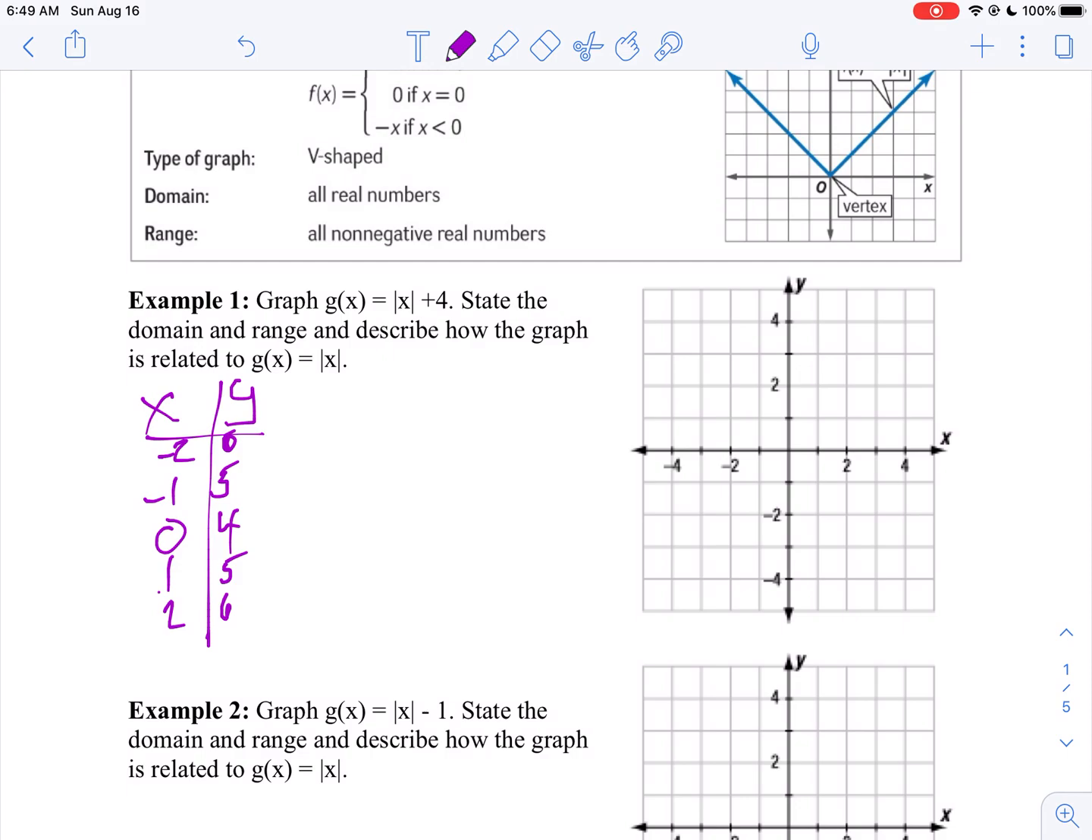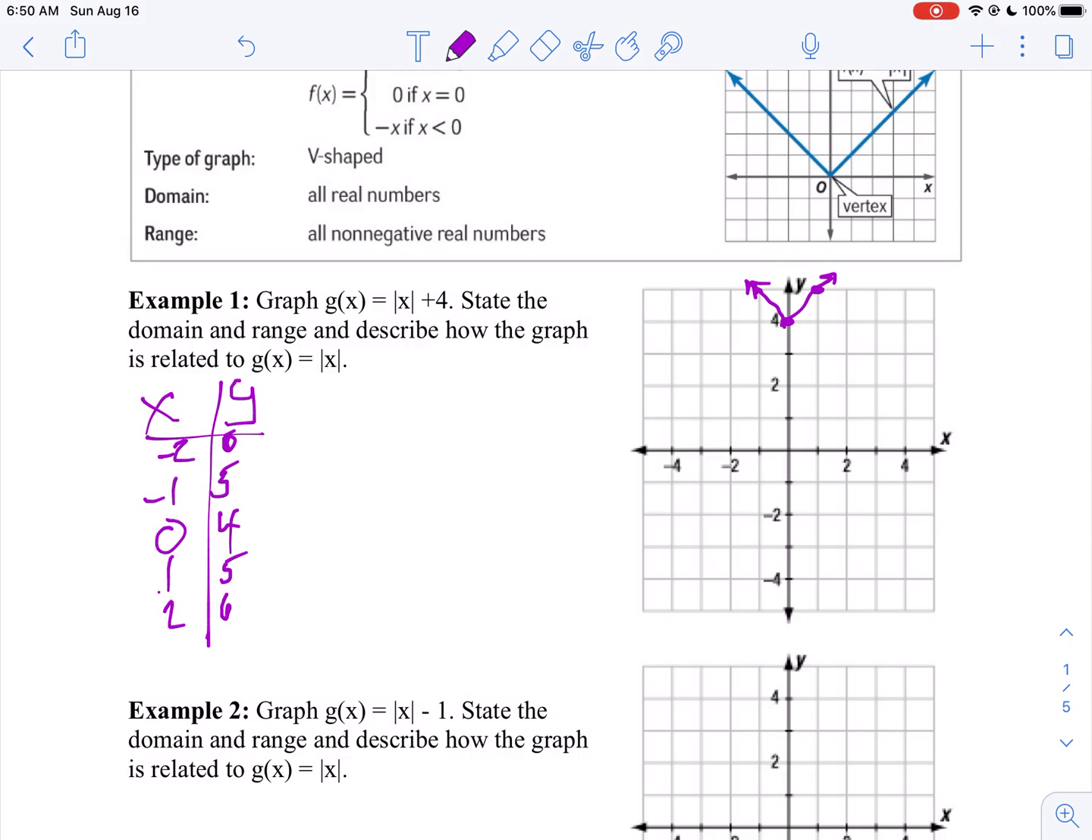Now if I plot these, 6 is outside the range of the graph I'm given, so I'm going to start with -1. At -1, we're going to be up at 5. At 0, we're going to be up at 4. At 1, we're going to be up at 5. And so you get your absolute value function. Notice it's up 4.